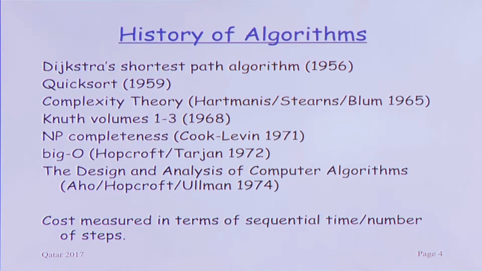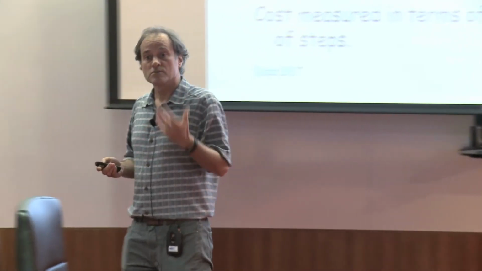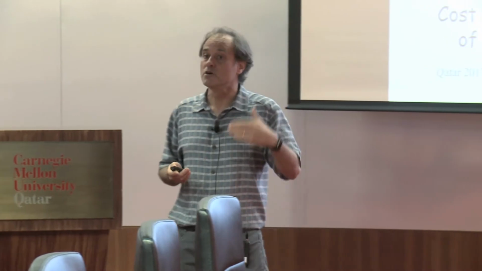Now, in all of these algorithms, the costs were measured. In algorithms, you care about not just computing something, but that you compute it reasonably efficiently. So when we talk about efficiency, we talk about the number of computing steps taken by some sort of machine. That's what's called sequential steps.